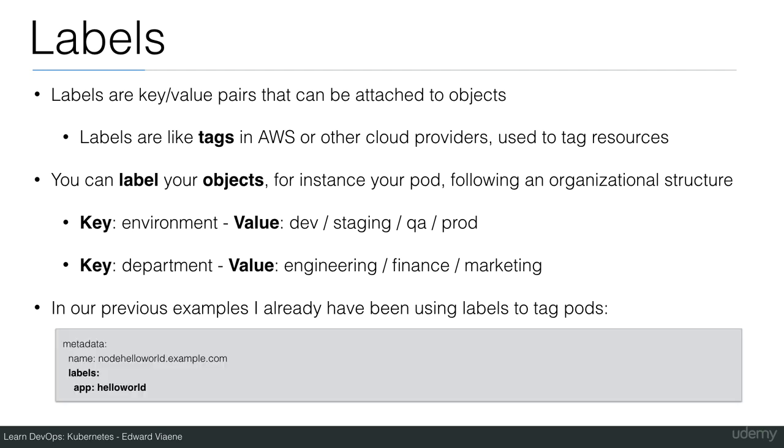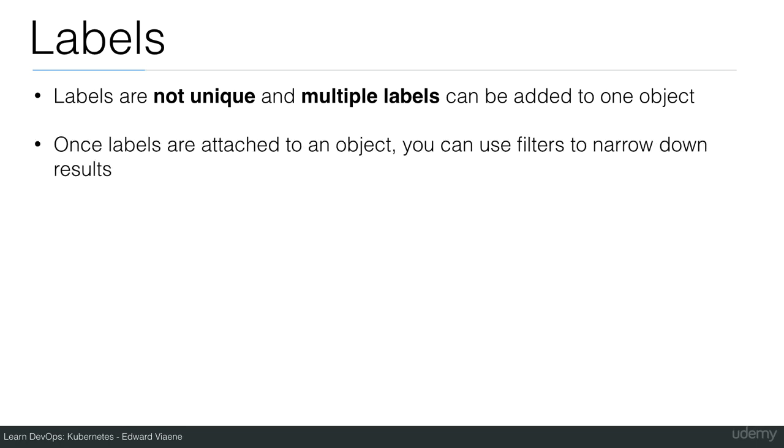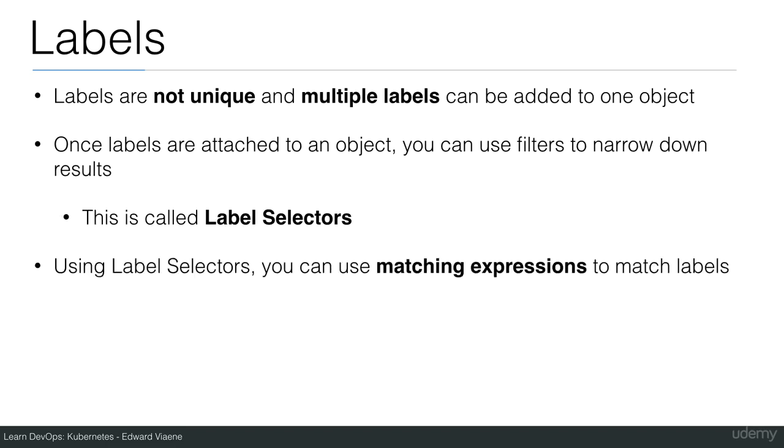This is how it looks. I always added labels, for instance, the app Hello World. Labels are not unique and multiple labels can be added to one object. Once labels are attached to an object, you can use filters to narrow down the results. This is called the label selectors.